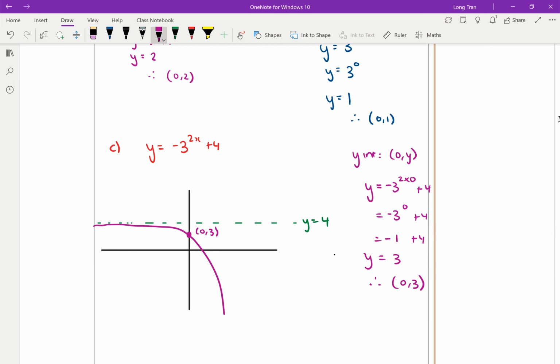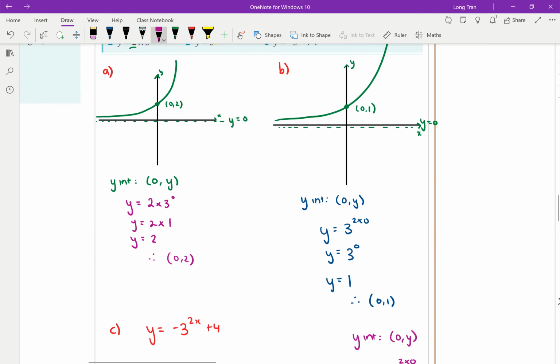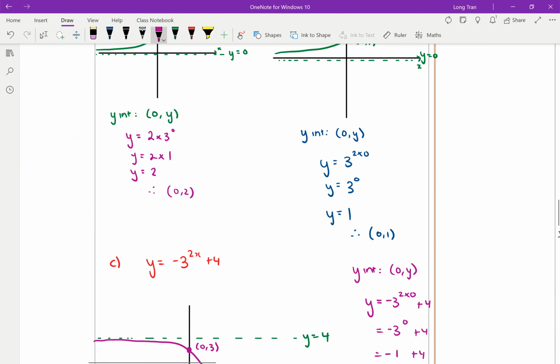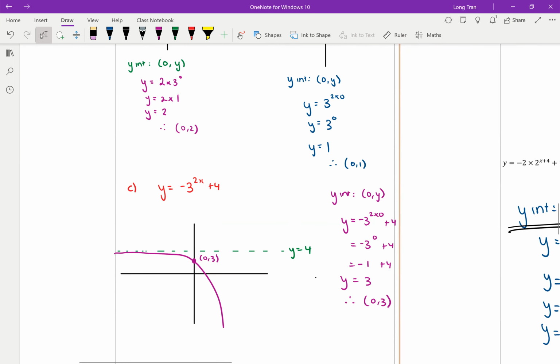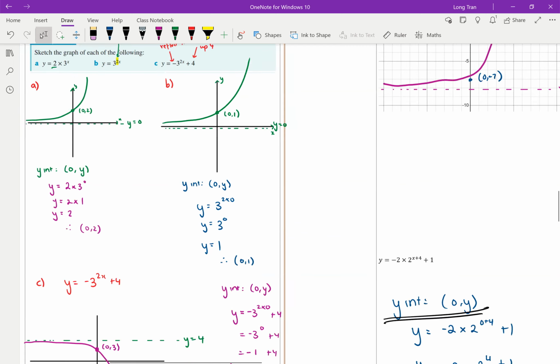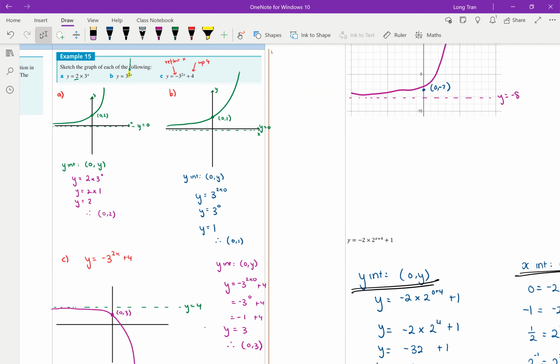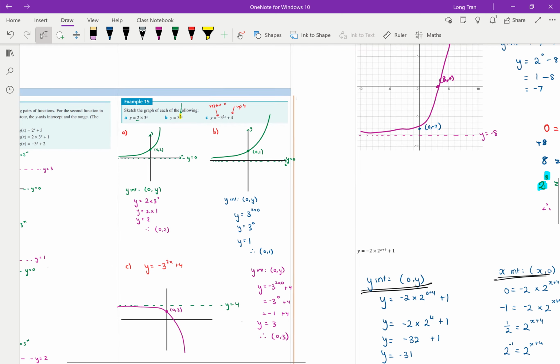0, 3. Okay, and technically we're meant to find x-intercepts, but at this stage, since you haven't learned logarithms, you'll leave it as it is. And there you go. That is the shape for A, B, and C. So I'm just simply finding the y-intercept and the shape or the direction and labeling the asymptote, based on reading the transformation.